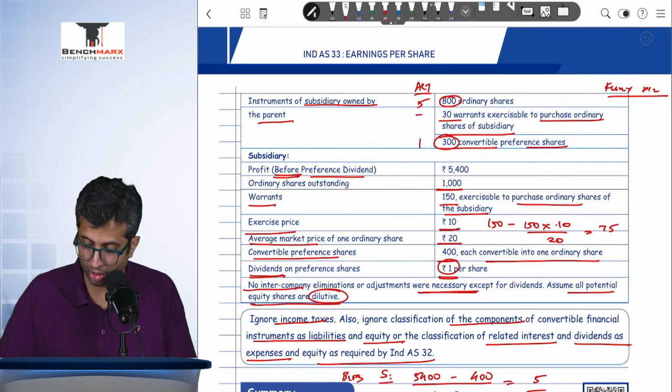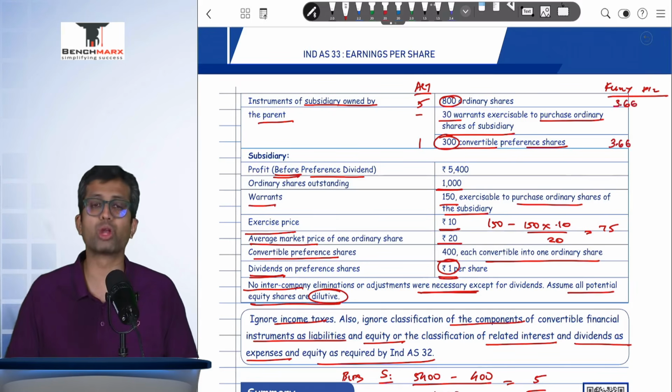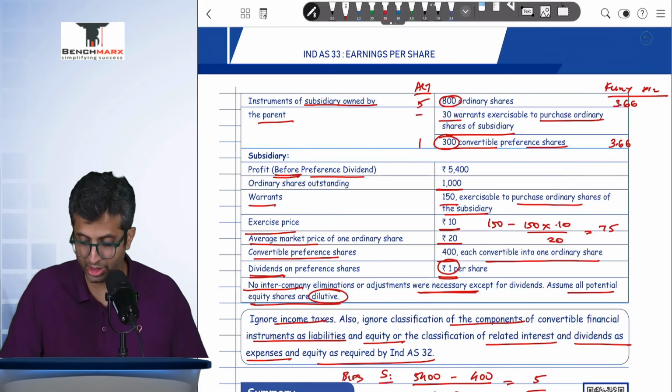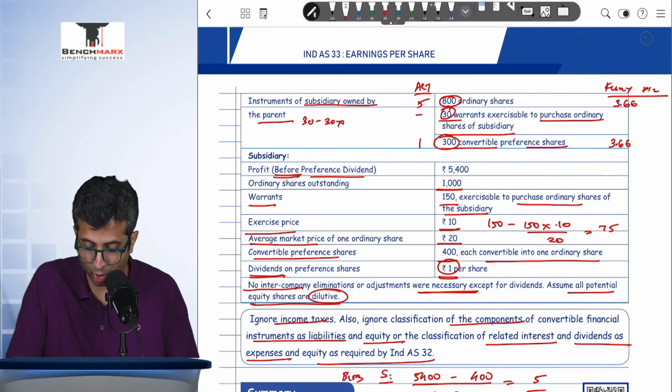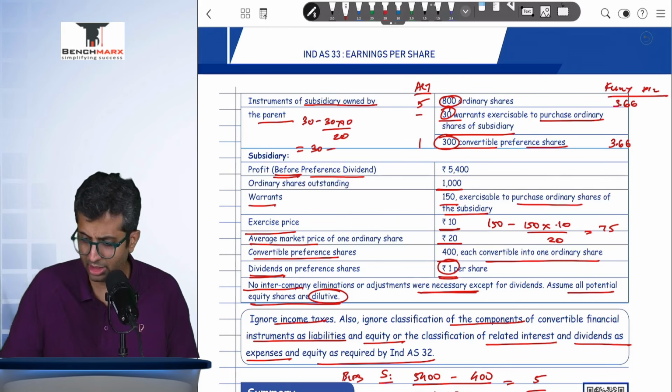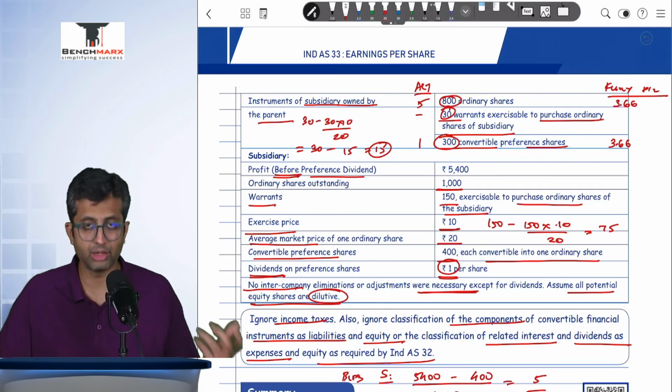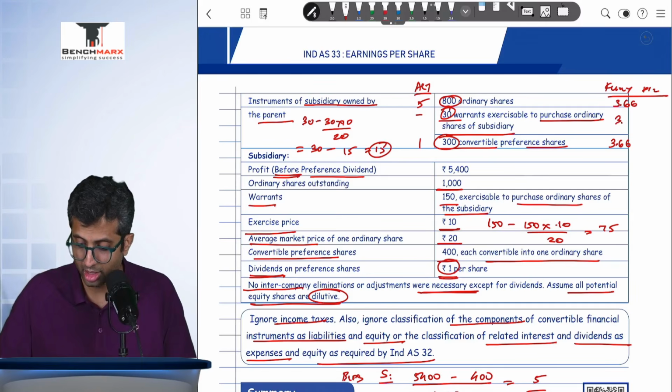So over here, on a fully diluted basis, every equity share will earn 3.66. Preference shares will also earn 3.66. But when you look at warrants, incremental warrants will earn 3.66. Are there 30 incremental warrants? No. So I will say 30 minus 30 into 10 upon 20. So can I say 30 minus, probably this is 300 divided by 20, which comes to 15. So can I say 15 will be the incremental options which will also earn 3.66.